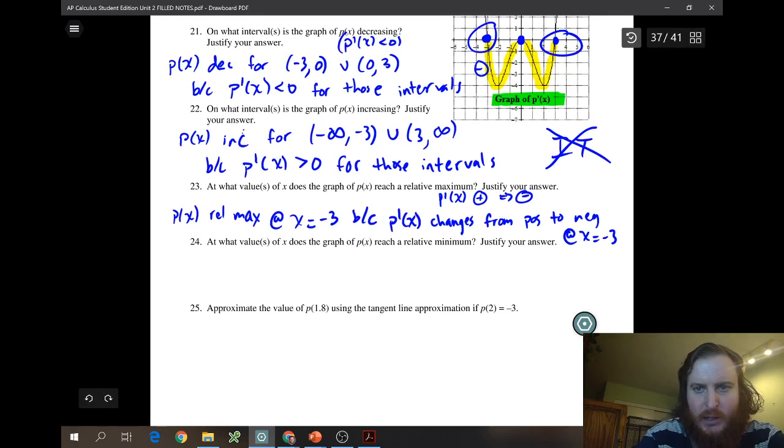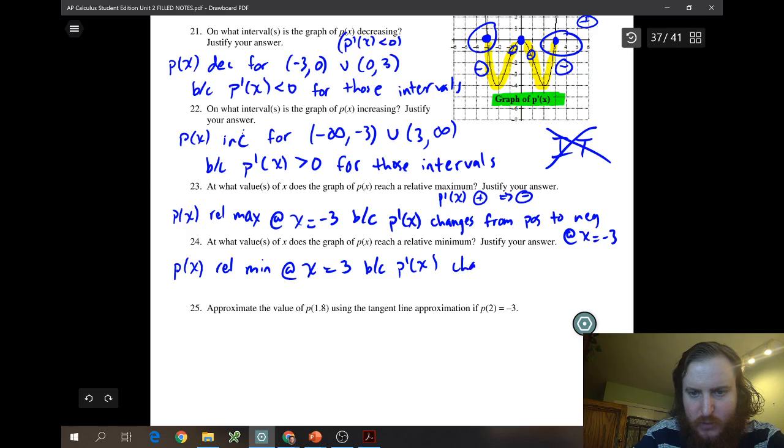Okay, for a minimum, we want it to change from negative to positive. That's going to be at positive 3. It goes from negative up to positive. At 0, see how it stayed? It was negative and then it's negative again. So 0 is neither one. So p of x has a relative minimum at x equals 3 because p prime of x changes from negative to positive at x equals 3.